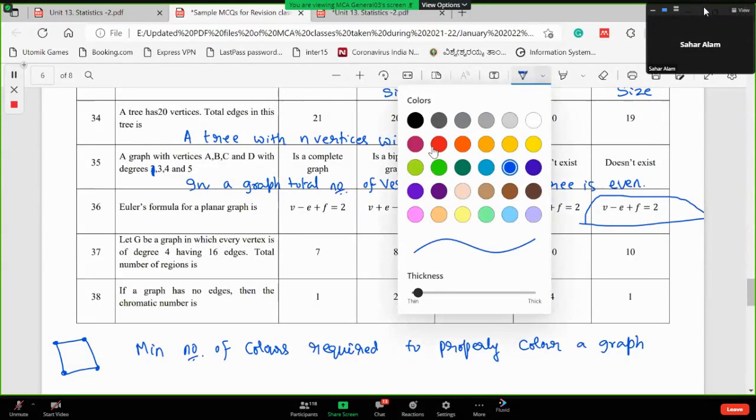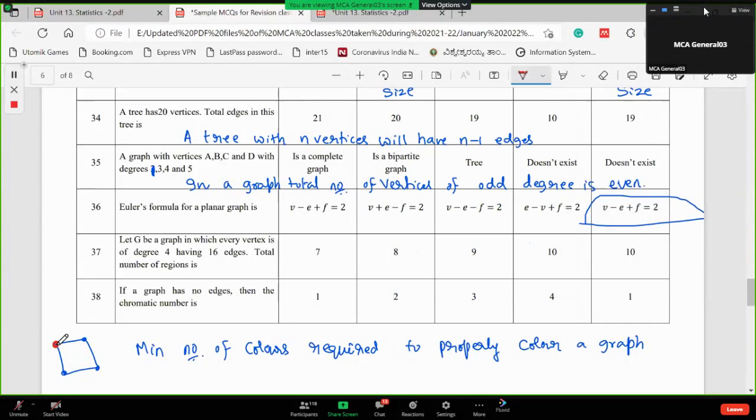Is it just 1? Suppose I mark this vertex with this color. Can I mark this vertex with the same color? This vertex with the same color? But this one I can mark, no?